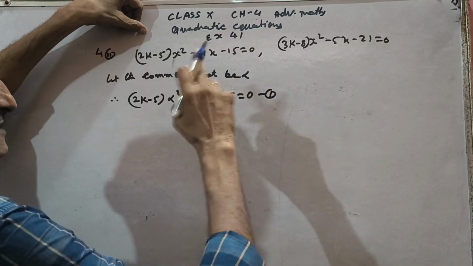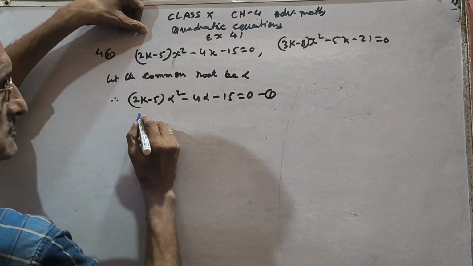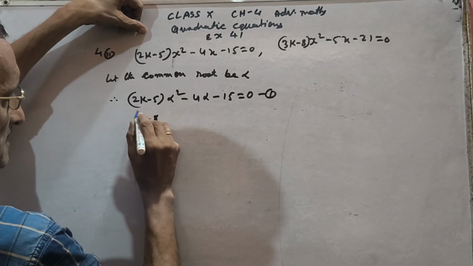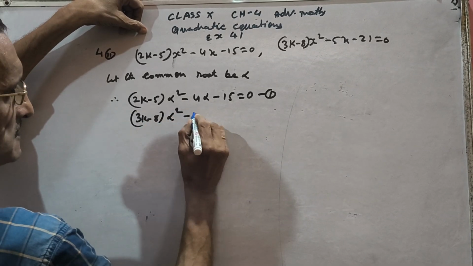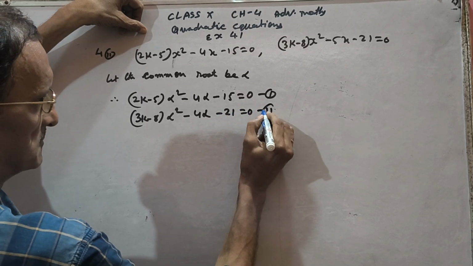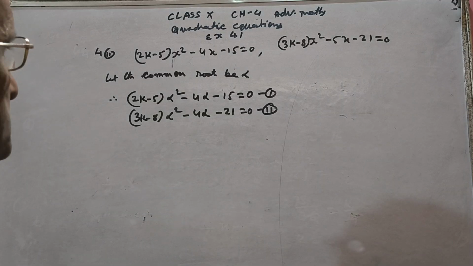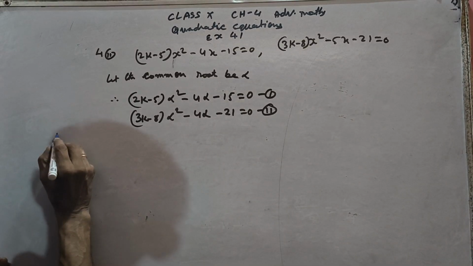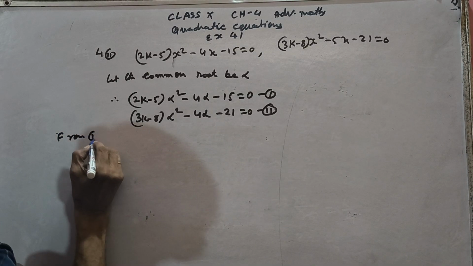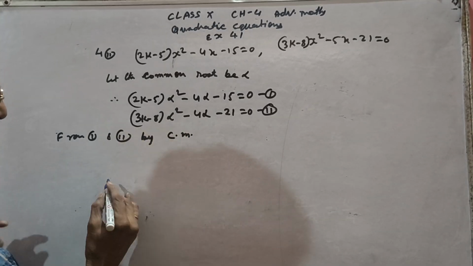And both the equations have the common root. We have assumed that the common root is alpha. So this will also be 3k minus 8 into alpha square minus 5 into alpha minus 21 equal to 0. Now you remember cross multiplication in advanced math, class 8 also you have done. So that only we are applying from 1 and 2 by cross multiplication.